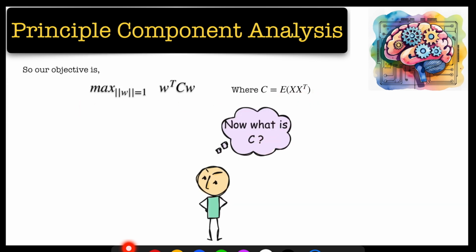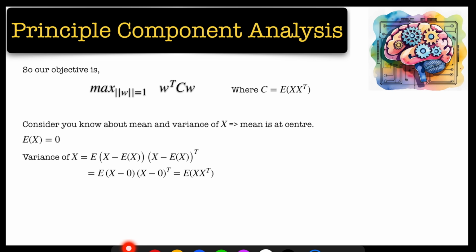Now what is this C? We have to maximize W transpose CW, right? So what is this C? W we will be finding, but C is something we have to find out. So consider you know about mean and variance of x. Mean is at center, so we get E of x equals 0, right? So what is the variance of x? E of x minus Ex, x minus Ex transpose, that is E of x minus 0, x minus 0 transpose. So we get E of x x transpose. So that is basically this E of x x transpose, this is basically the covariance matrix.